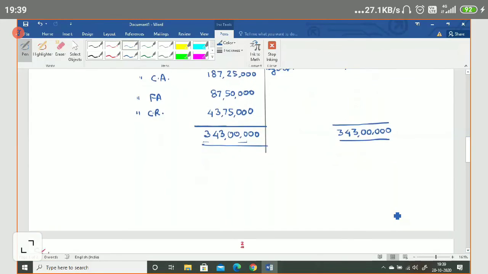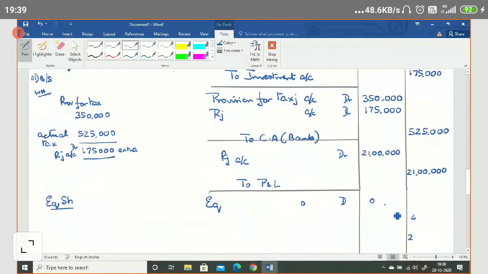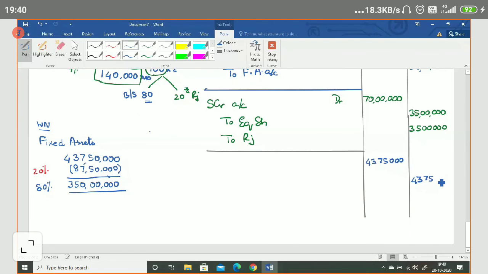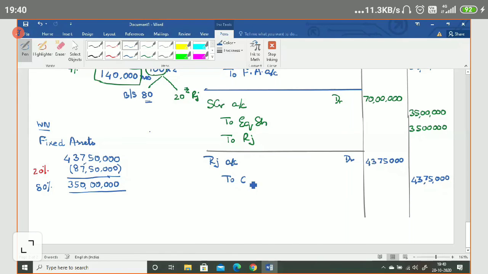So let us first pass the journal entry, please. 43 lakhs 75,000. We are closing reconstruction account. Reconstruction account debit, capital reserve. We have seen this, a good old friend from amalgamation. Same capital reserve. Being surplus of reconstruction account transferred to capital reserve.